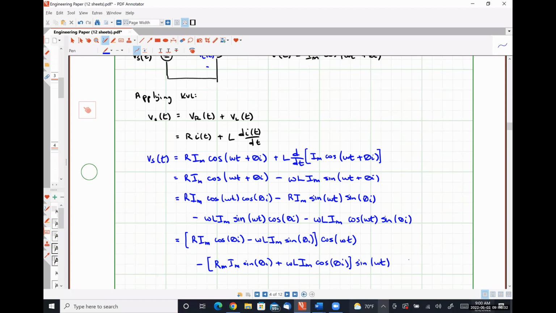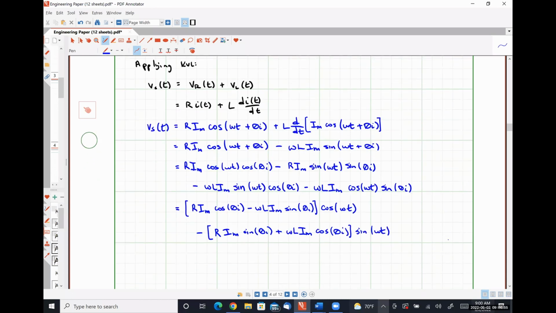Are we all with me algebraically so far? Have I made any mistakes or anything here? Yeah, sorry, there, yeah, RM is not a thing, so it should just be R. Thank you. R times I. Yeah. Okay.